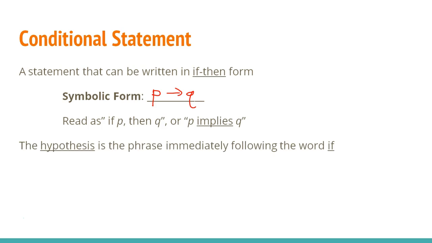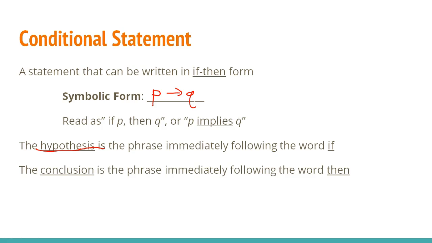The hypothesis is the phrase immediately following the word if. And what I would encourage you to do, just as you get comfortable doing it, is to underline the hypothesis in any one of your statements. It just helps identify things as you go through. The conclusion is the phrase immediately following the word then, and that is something that I'm going to encourage you guys to circle when you're doing these. So we're going to circle the conclusion and we're going to underline the hypothesis. It just makes everything go a little bit smoother as you go through these.